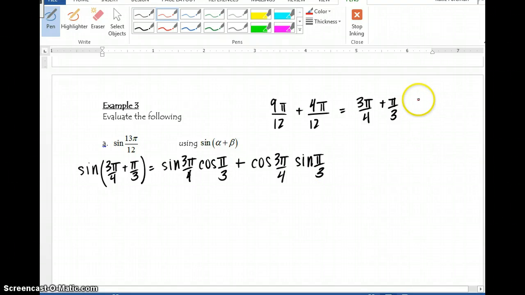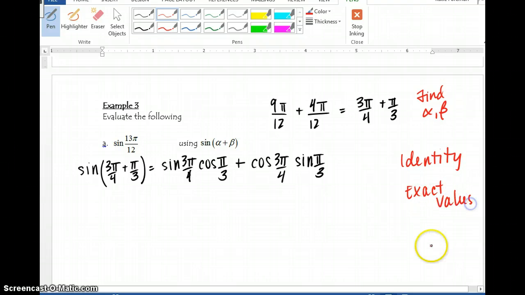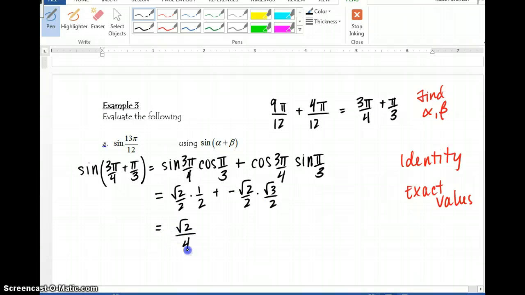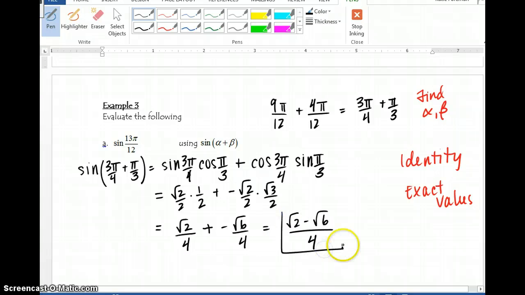So now our steps for here: find alpha and beta. We'll tell you whether you have to add or subtract them. Expand using the identity. Your next step would be the exact values. So second quadrant angle, positive square root of 2 over 2 times a half plus negative square root of 2 over 2 times positive square root of 3 over 2. Top times top, bottom times bottom, top times top, bottom times bottom. Putting them together, square root of 2 minus square root of 6 all over 4. So this is the sine of 13 pi over 12.